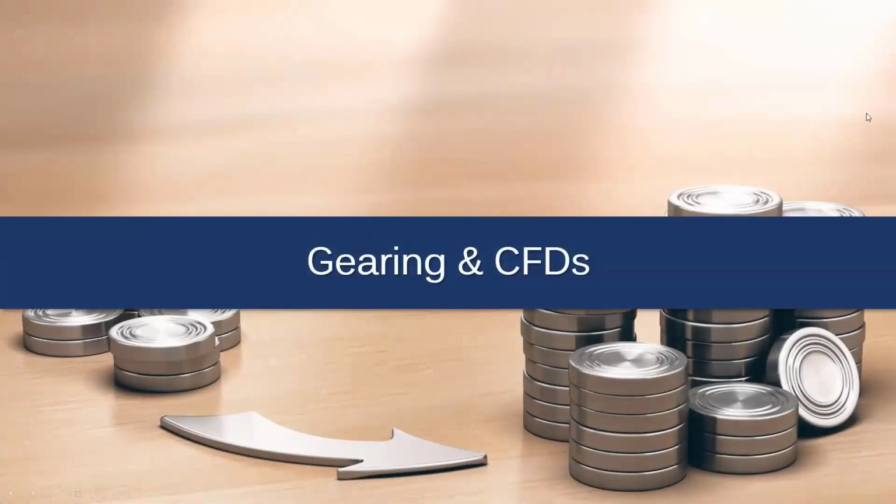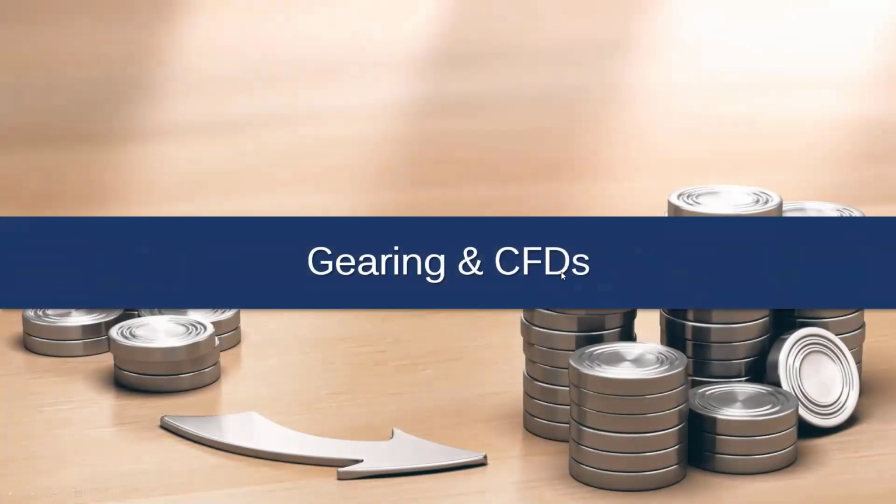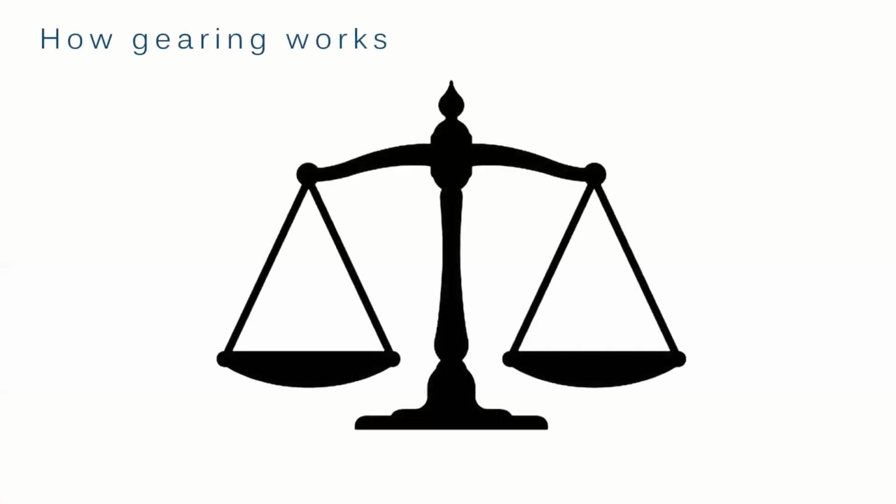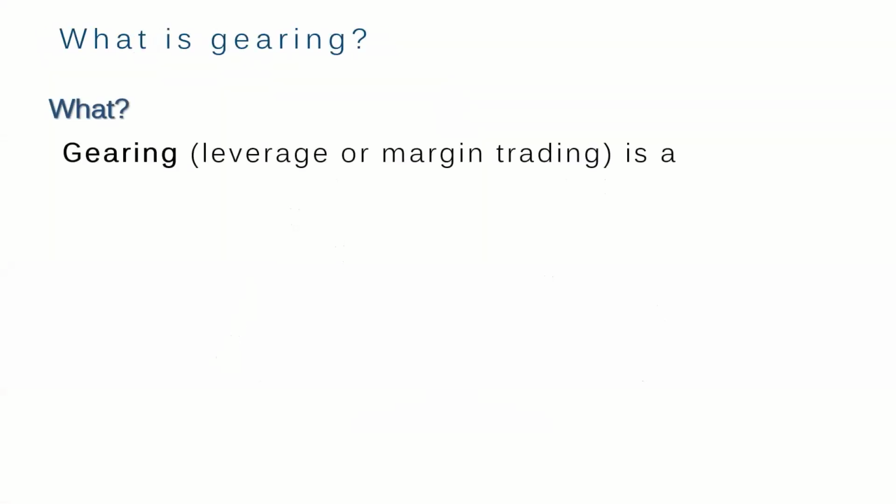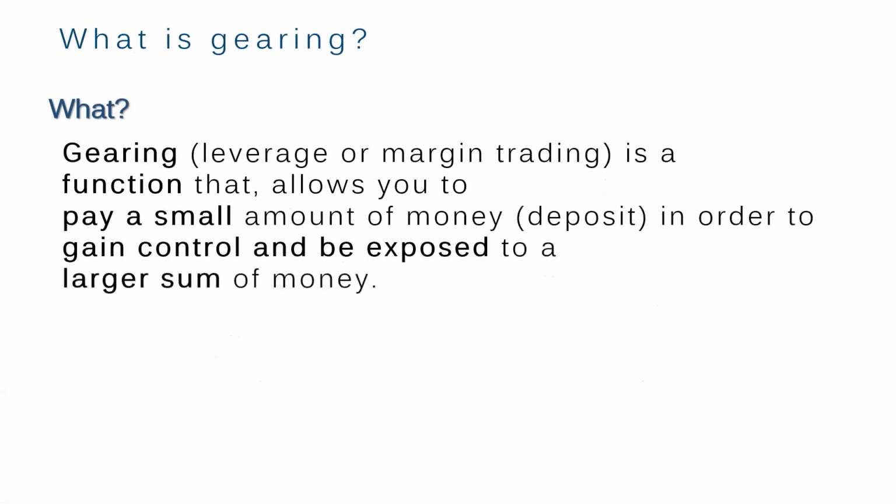Now let's go into gearing versus CFDs. And I know in the multi-trader system program, it wasn't perfect in terms of how I defined gearing, but the explanation was perfect. But now I would like to actually go into the definition. What I've picked up is that gearing, also known as leverage or margin trading, is a function that allows you to pay a small amount of money in order to gain control and be exposed to a larger sum of money. All right? So that's my definition of what gearing is.